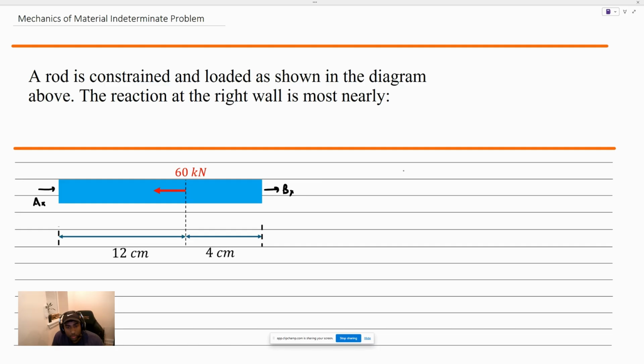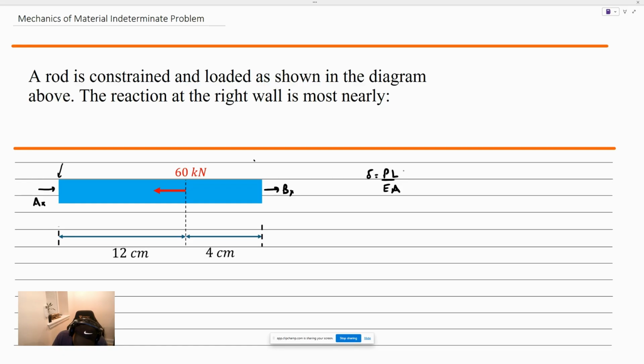This problem is an indeterminate problem, which means there are more unknowns than there are equations. We have to bring in an extra concept, which is deformation. And deformation for the case of uniaxial loading is given by the equation PL over EA. How could we use this equation to get that extra deformation relation that we need to solve the problem?